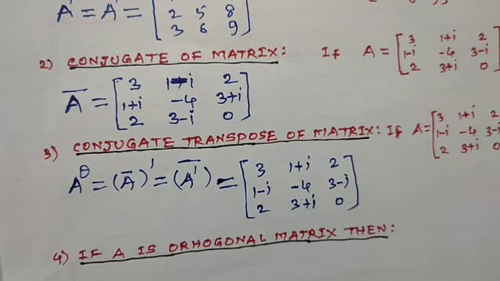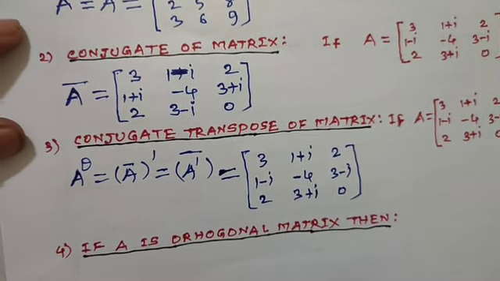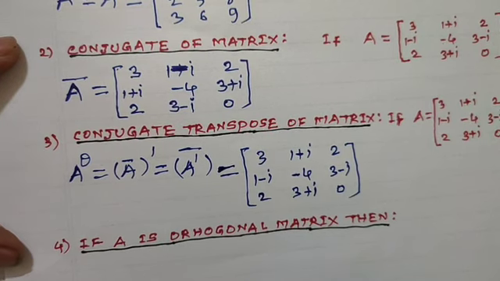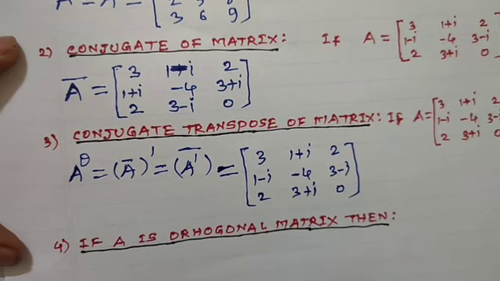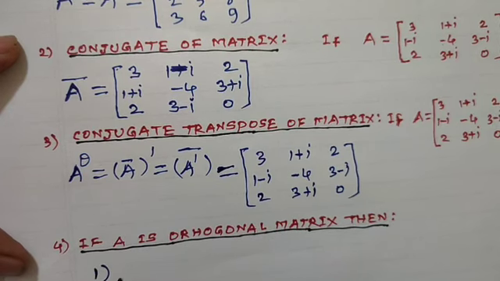Now if A is an orthogonal matrix, that is, a square matrix A is orthogonal, this is given, then the transpose of A will be orthogonal. A dash will be orthogonal.